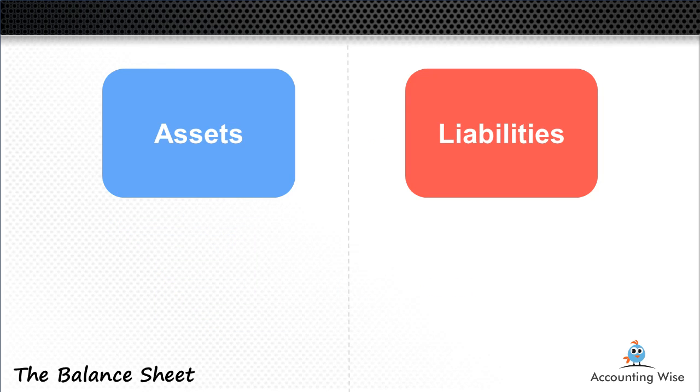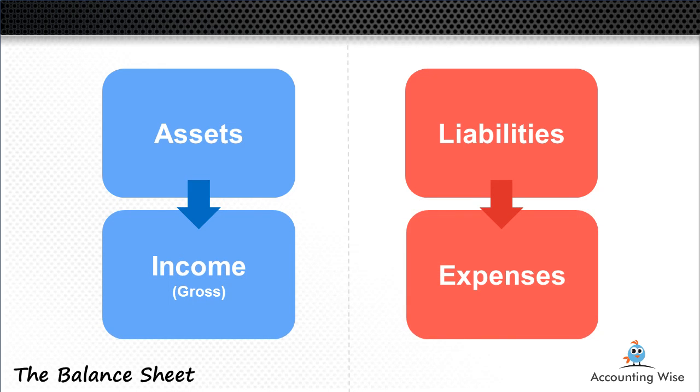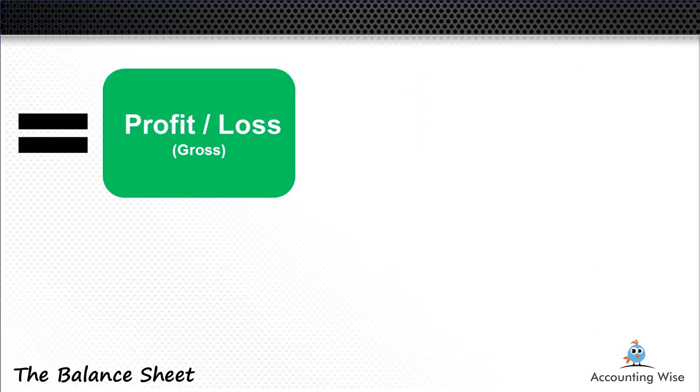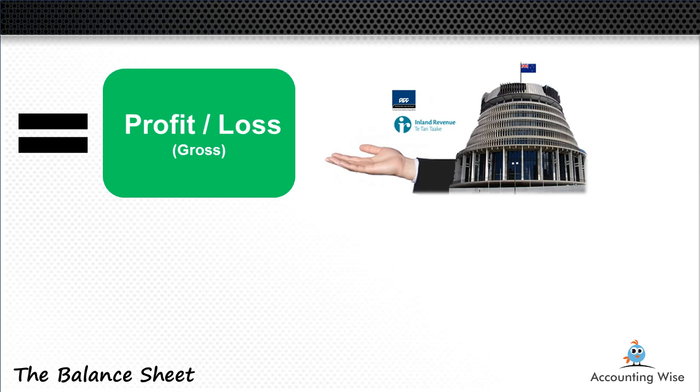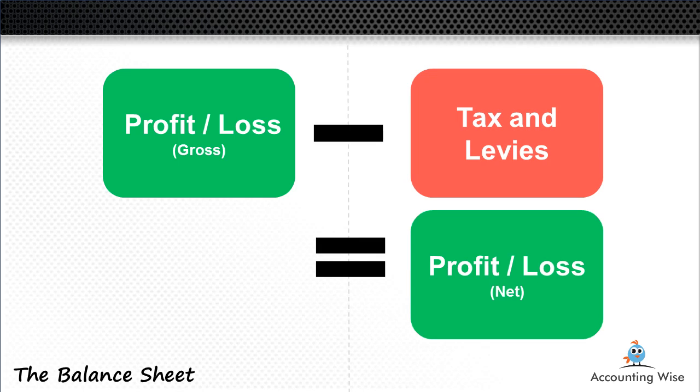So we have assets creating income on one side of the balance sheet, and liabilities creating expenses on the other. Income minus expenses equals a gross profit or a loss. Whoa, easy now Sue, don't go spending all of that profit just yet. This figure is gross. The good folk in Wellington would like a slice of this pie, thank you very much, so they can do lots of useful and constructive things with your tax money and make New Zealand a better place to live. So gross profit minus tax and levies equals net profit. And Sue, net profit is all yours to keep.